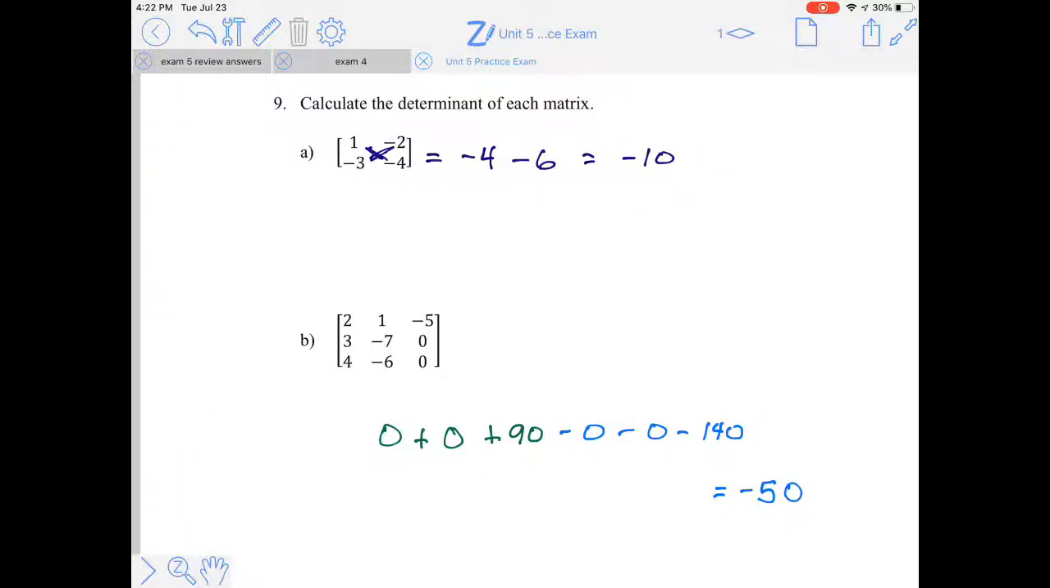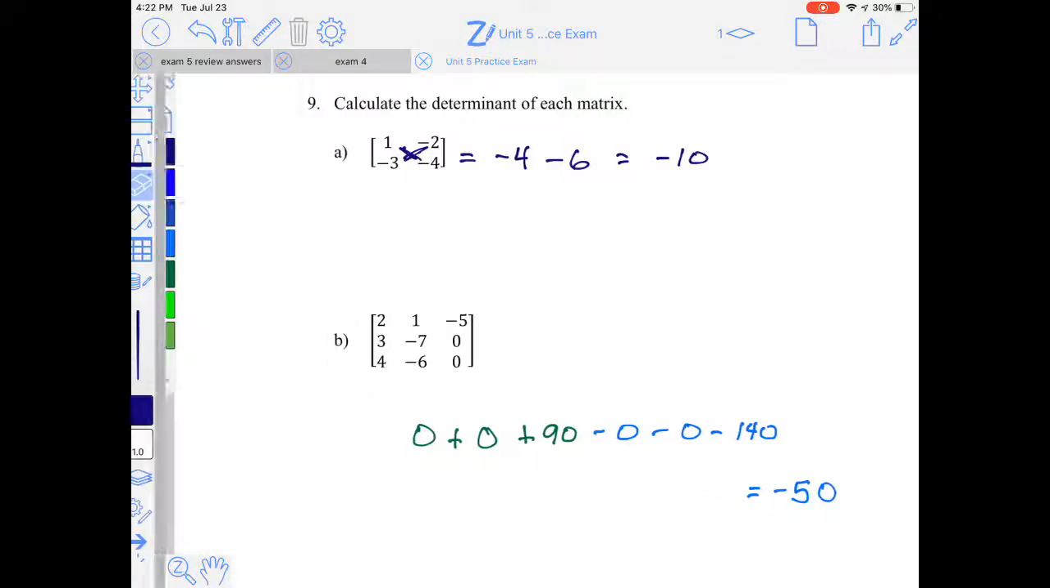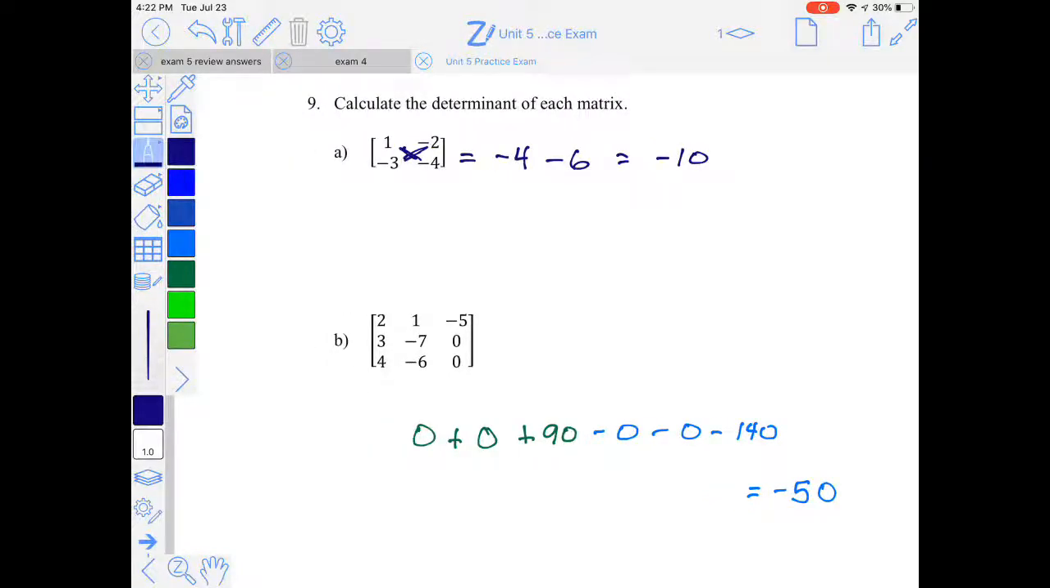So this method of diagonals, you take this first column here and write it on the right side, and then you take that middle column, do the same thing, and then you start in the top left and move diagonally. So you do these three products. Product means multiply. Each time I've drawn a line through three numbers, you multiply all those three numbers together and add them.